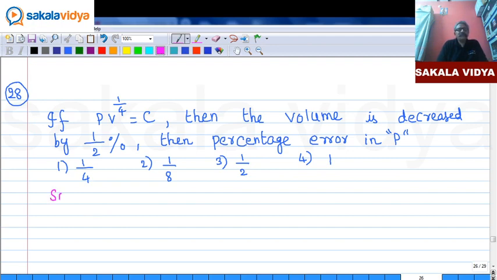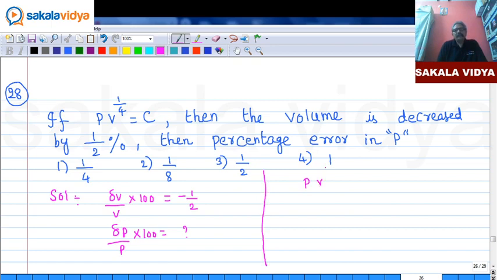Your solution: what is given means delta V by V into 100 equal to minus 1 by 2. Decrease means minus 1 by 2%. Delta P by P into 100 we need to find out.